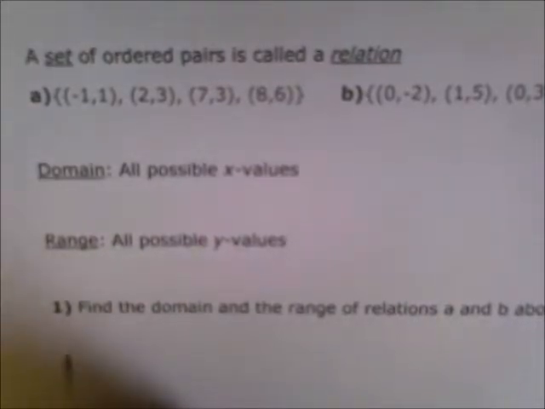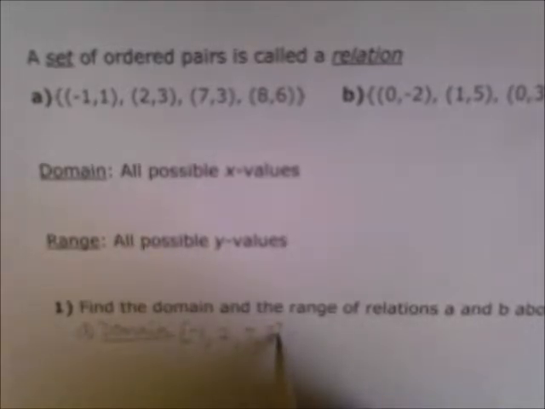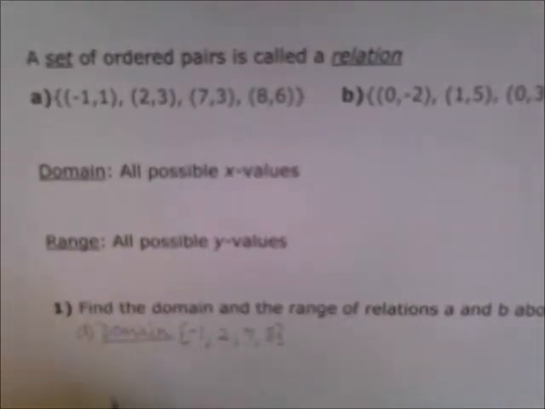We can see that for A, the domain, we just look at all of our X values to find the domain, all possible X values. So the domain is going to be the set. Okay, we have -1, 2, 7, and 8. Okay, there's the domain for A.